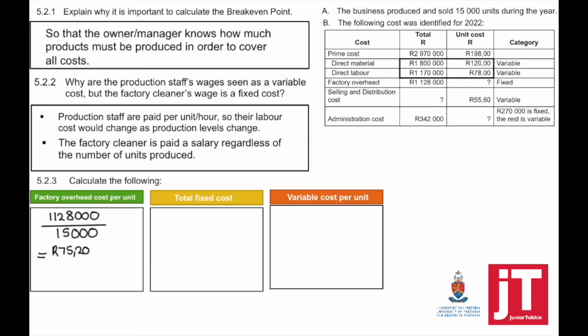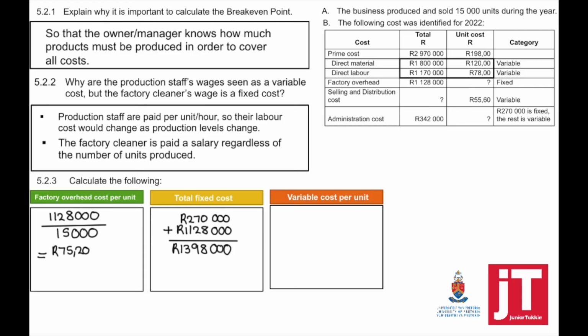To calculate the total fixed cost, fixed cost consists of your factory overhead cost and your administration cost. So have a look at how the information is given. They said to you, from the total administration cost, 270,000 is fixed. The rest is variable. This means we're going to take 270,000 plus the factory overhead cost.